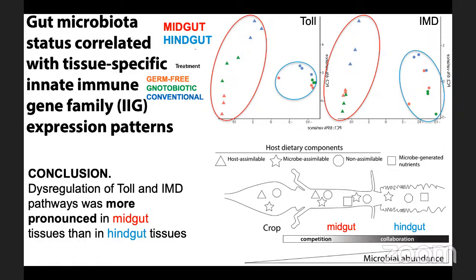And what we saw was that between the midgut and the hindgut, it looked as if in the midgut there was a marked effect of microbial status on expression of innate immune genes relative to what we saw in the hindgut, between Toll as well as IMD. Much more the case in Toll than we see in IMD, but it's that spread that I'm trying to highlight here. And so this was like, okay, that's kind of nice, but what about in terms of this competition aspect?